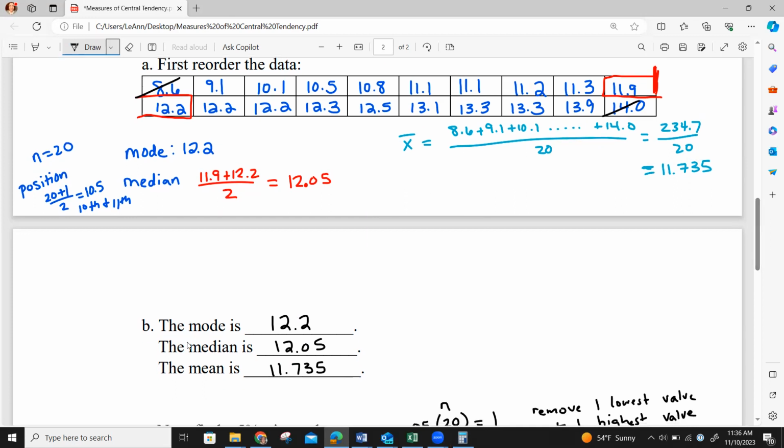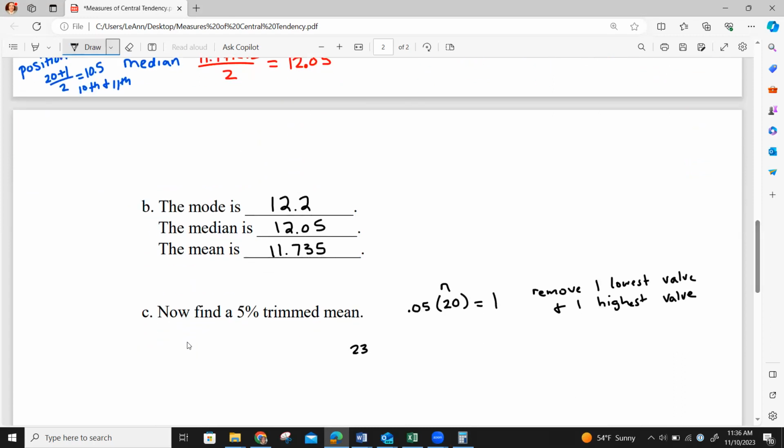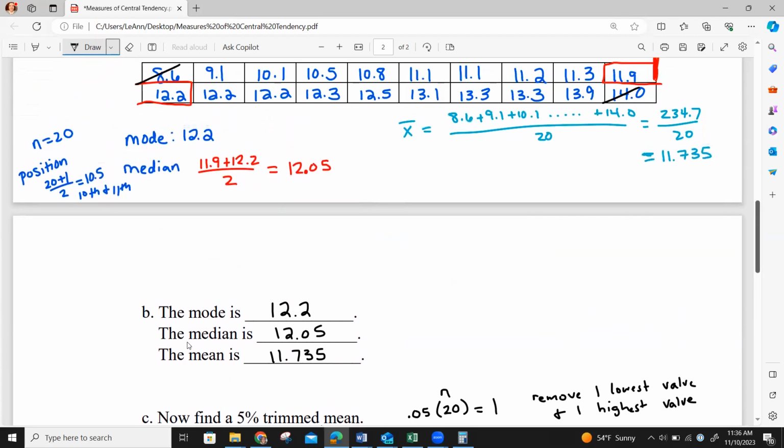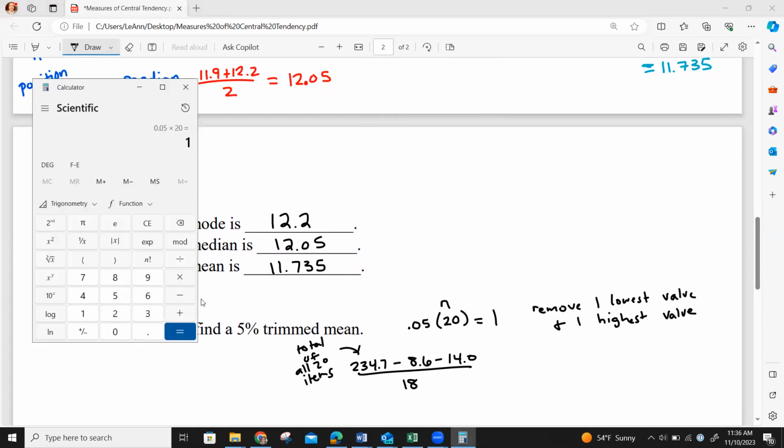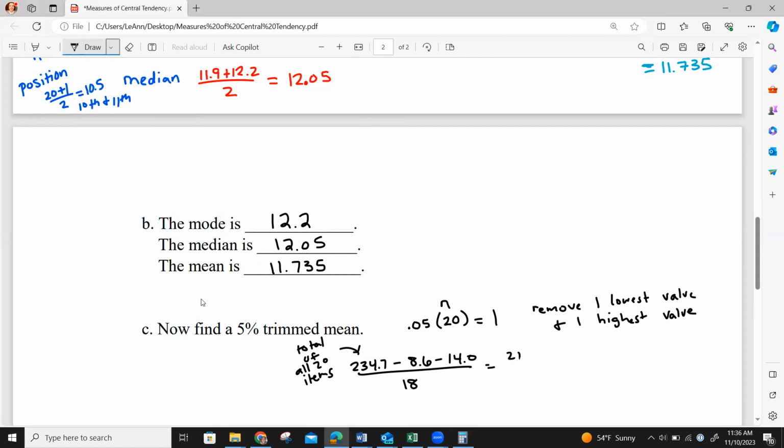Now, instead of re-adding all these together, I can just subtract those two from the total that I had. So the 234.7, this was the total of all 20 items. And we're going to subtract off the 8.6 and the 14.0 because we're taking off the highest and the lowest. And then we'll redivide by the new number of items in our list, which is 18 now. So 234.7 minus 8.6 minus 14, that is 212.1 divided by 18.